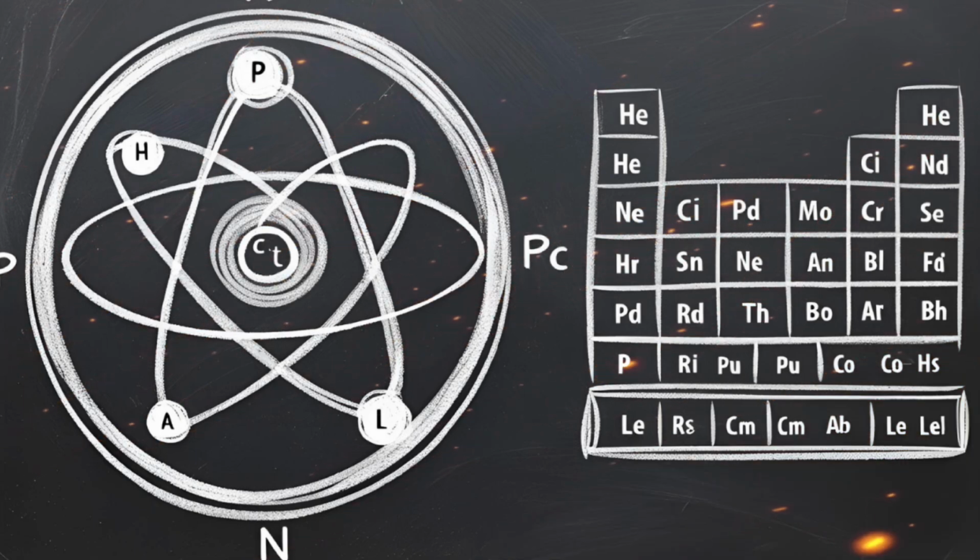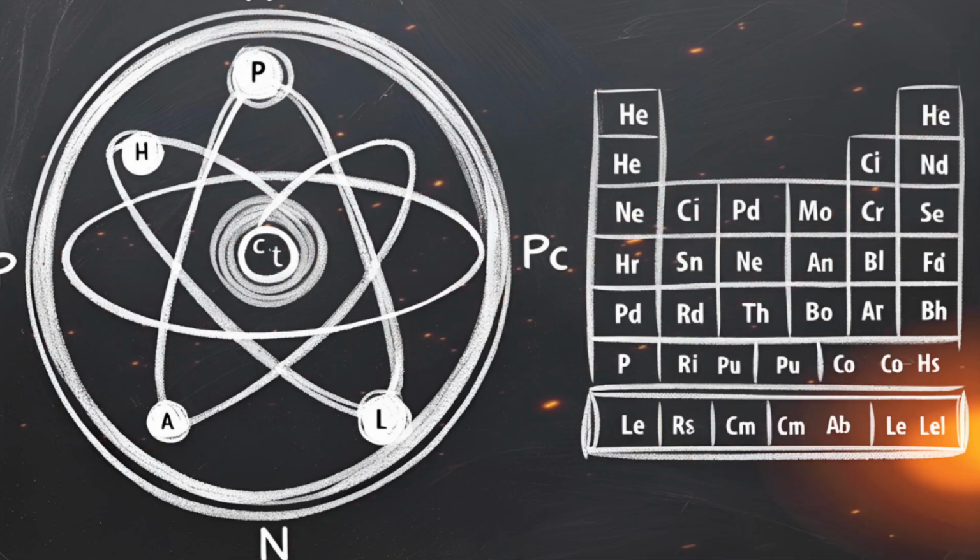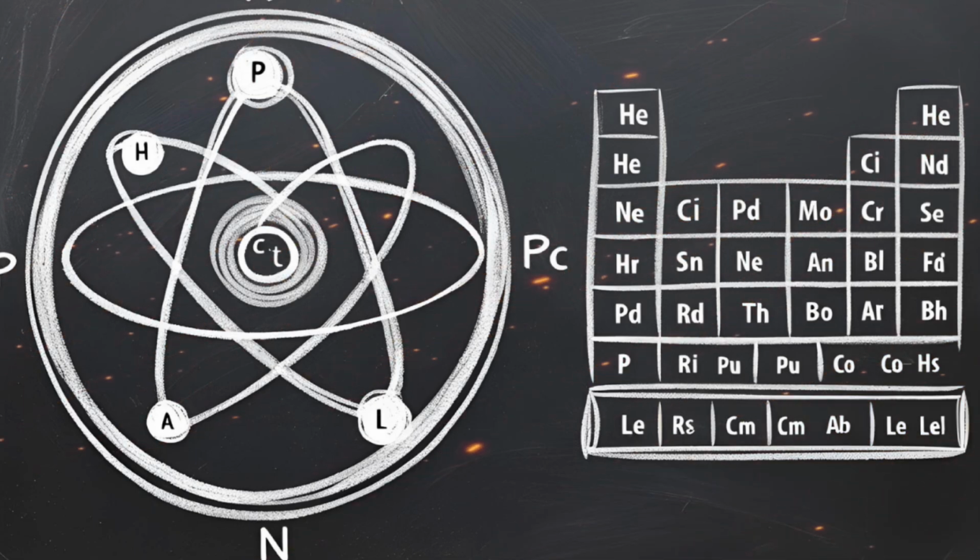Chromium, element 24, plays a role in the regulation of blood sugar. It enhances the action of insulin, the hormone that allows glucose to enter cells and be used for energy. Though chromium is not part of insulin itself, it supports the hormone's interaction with its receptors on cell membranes. Some studies suggest that chromium supplementation may improve glucose control in people with diabetes or insulin resistance, although results are mixed and ongoing research continues.